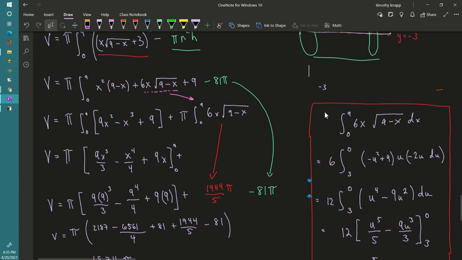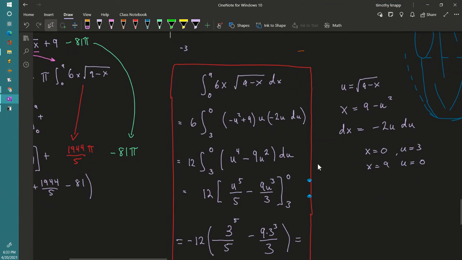This integral here I've done in this box, and it requires a u substitution. So how do I get from here to 1944 pi over 5? Well, that's this thing here. I'm going to take this and substitute it for u, then solve for x, differentiate both sides, and then go back and substitute all this in. So x equals this thing, according to that formula. The root of 9 minus x equals u, and dx equals -2u du.